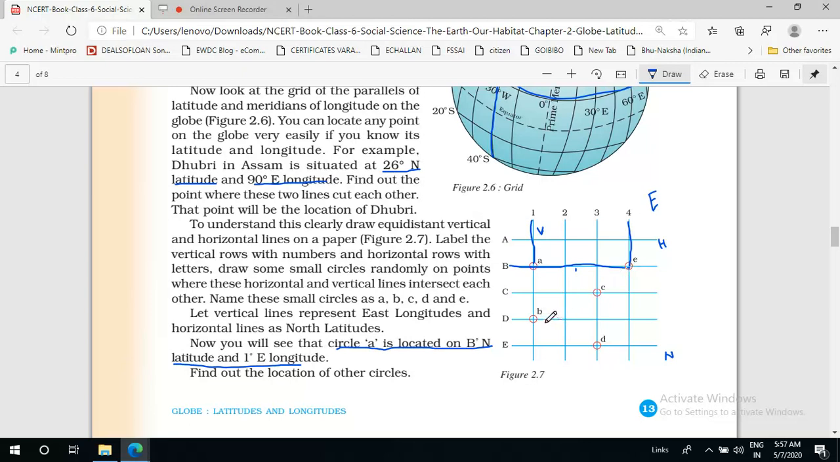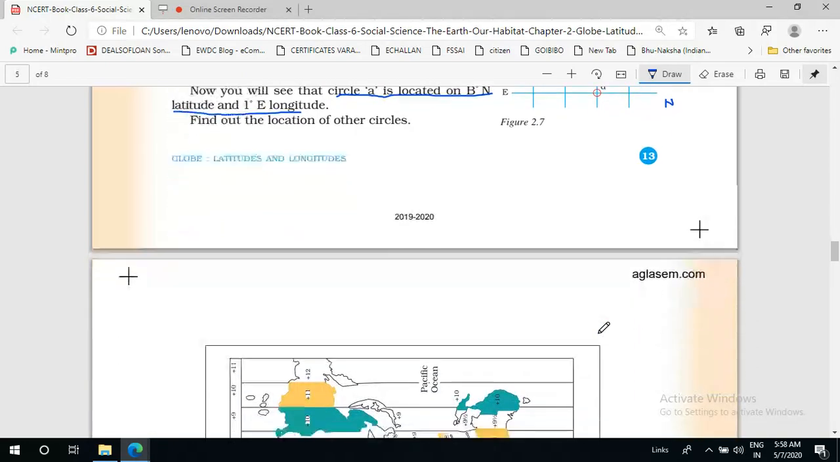In the same way, we can see that B and A both are located on the same longitude, 1 degree east, but they are on different latitudes. Longitude is same, latitude is different. So their places are also different. In the same way, we can see C and D both are located on 3 degree east longitude, but their latitudes are different. So they are different places. Now you must have understood how we locate a particular place on the surface of the earth.